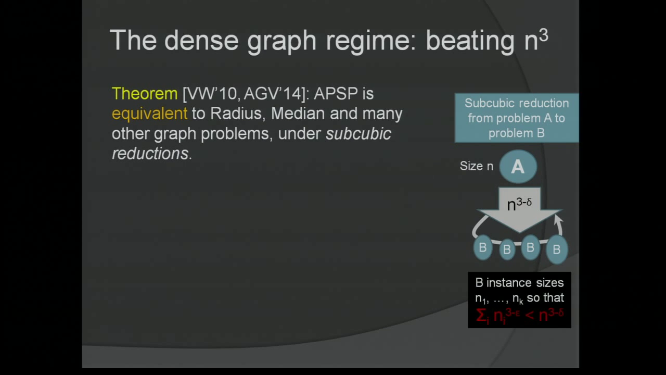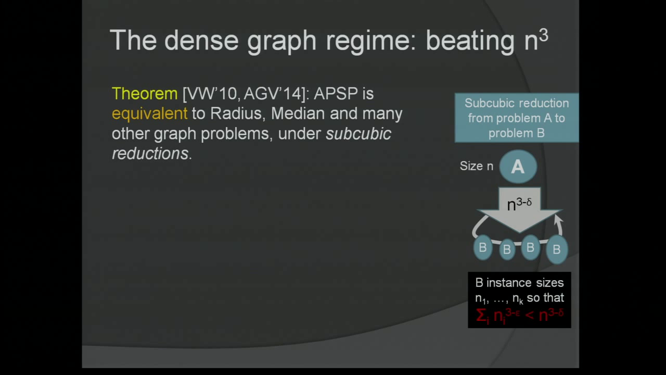instances, they may be produced adaptively depending on the answers. So these instances you feed to some algorithm, and depending on what the algorithm says, you may change what the next instance will look like. But no matter what this algorithm does, no matter what sequence of these instances you produce, you guarantee that when you take their sizes to be n1, n2, and so on, the sum of the n sub i's to the 3 minus epsilon is less than n to the 3 minus delta.